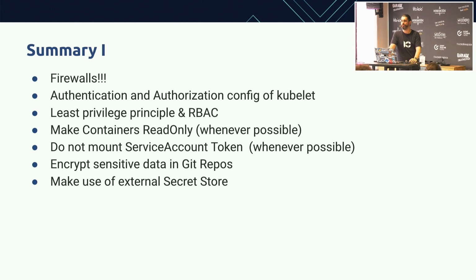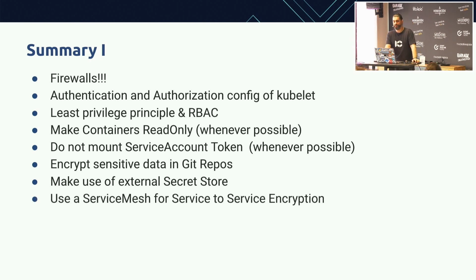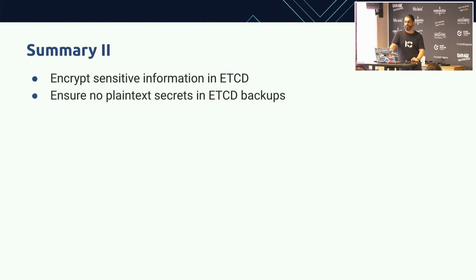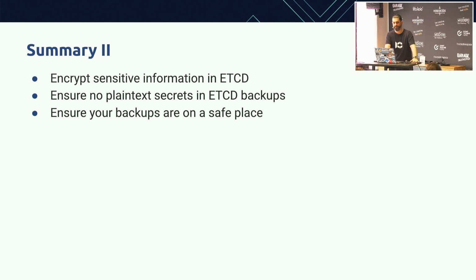It could be HashiCorp Vault, or anything else. Use a service mesh. Could be Istio, could be Cilium. Doesn't matter, it depends on your environment. On etcd, again, encrypt secrets at least. And on backups, there should be no plain text secrets. Of course, also ensure that your backups are in a safe place, so you don't put them inside an S3 bucket and then this is open to public.